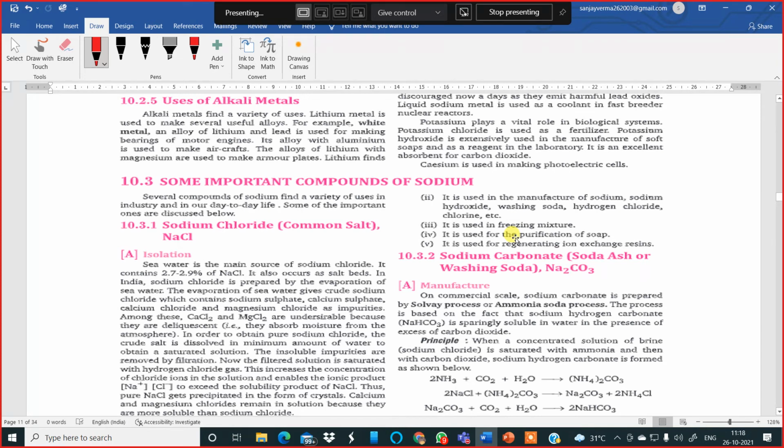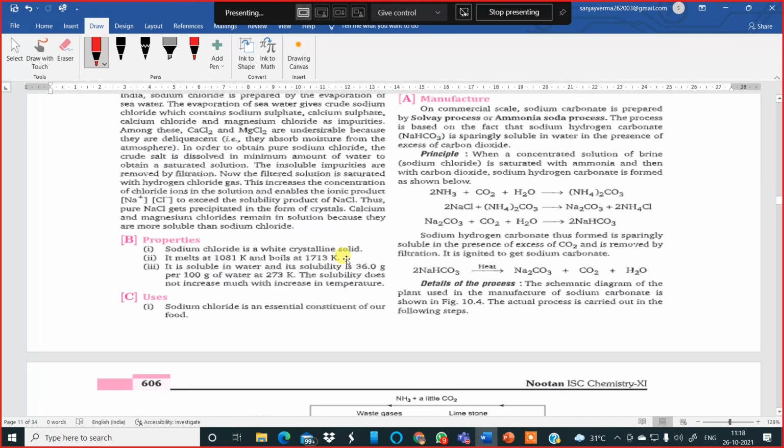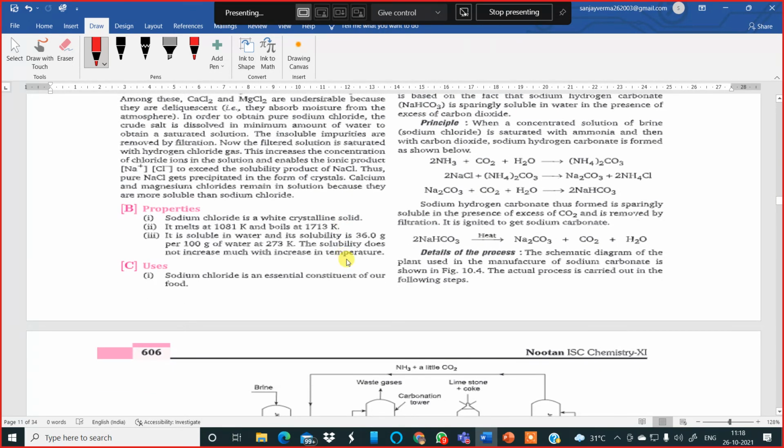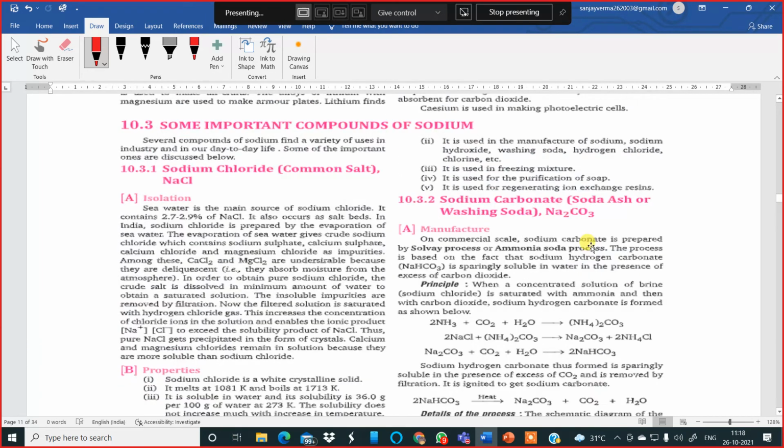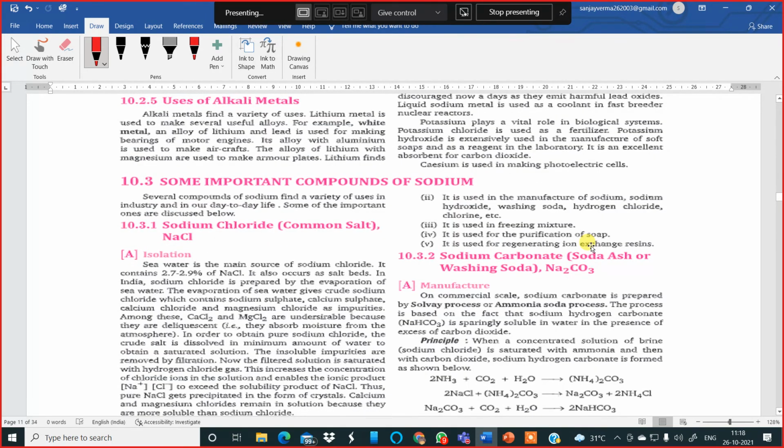So sodium chloride. You learn only the uses, no need to go through all this. There are 5 uses, nothing more than that. Then after that comes sodium hydroxide. For sodium hydroxide, only the principle of preparation by using Kastner-Kellner cell and the uses.